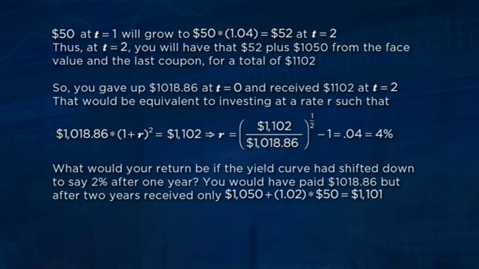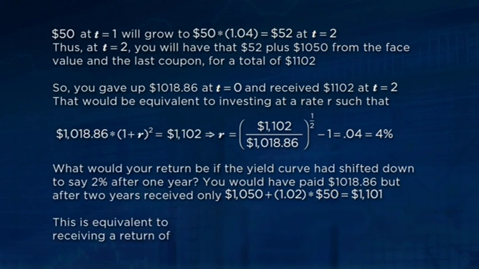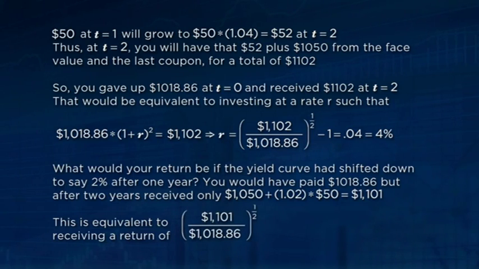Now, what would your return be if the yield curve had shifted, say, down to 2% after a year? That is, it was flat at 4% and it shifted down to 2%. Then you still will have paid $1,018.86, but you would have received after 2 years only what? $1,050 for the face value and the last coupon, but your $50 that you got at year 1 will have grown only to what? $51, because of the 2% return. This is then equivalent to receiving a return of 1,101 divided by 1,018.86, take that to the square root, minus 1. That equals only 0.0395, or 3.95%, not 4%.